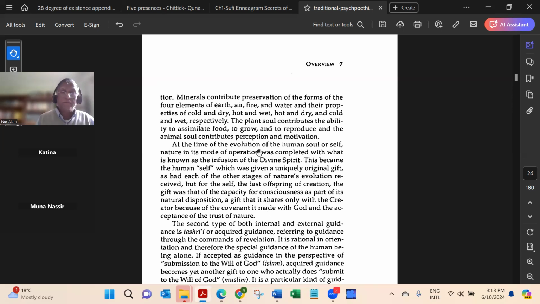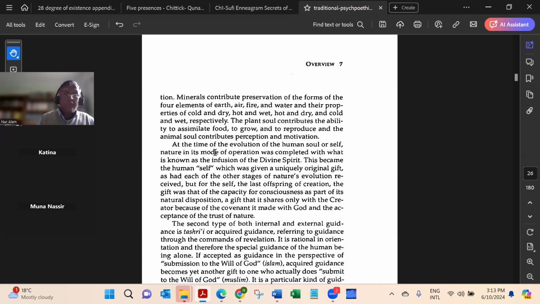At the time of the evolution of the human soul or self, nature in its mode of operation was completed with what is known as the infusion of the divine spirit. This became the human self, which was given a uniquely original gift, as had each of the other stages of nature's evolution received. But for the self, the last offspring of creation, the gift was that of the capacity for consciousness as part of its natural disposition. A gift that it shares only with the Creator because of the covenant it made with God and the acceptance of the trust of nature.